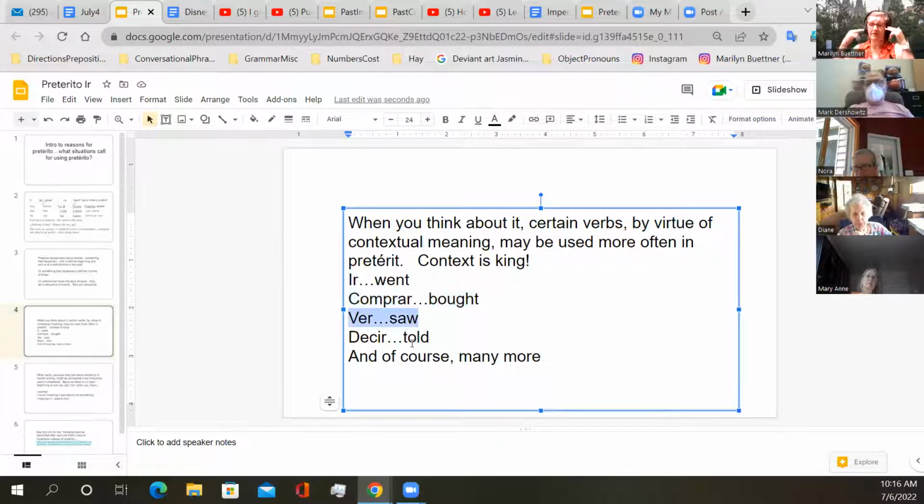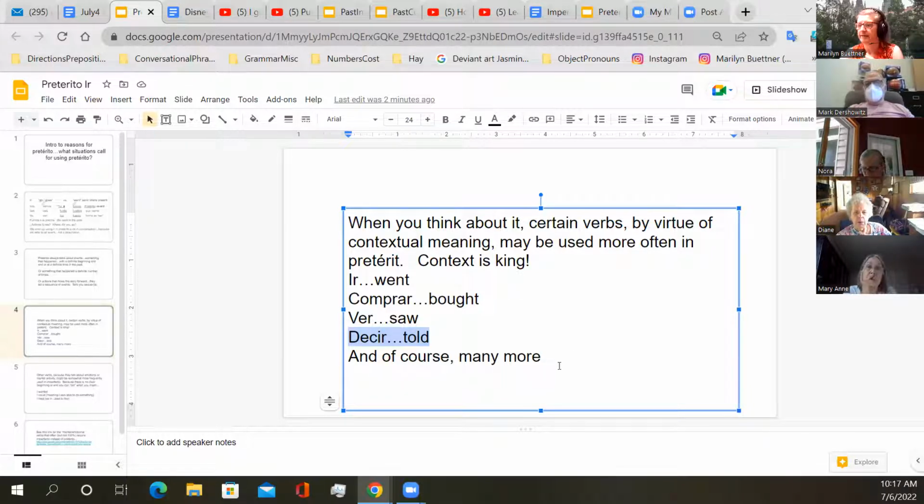The action of ver, see. Usually if we say somebody saw something, we mean that happened and it's done. So you're going to hear ver more often in preterito than in the imperfecto, just because of what it means. Decir, most of the time, people will say, he said this, then she said that, and then they said that. It's an event. You will tend to hear decir, to say, to tell, more frequently with preterito if we're talking about the past.